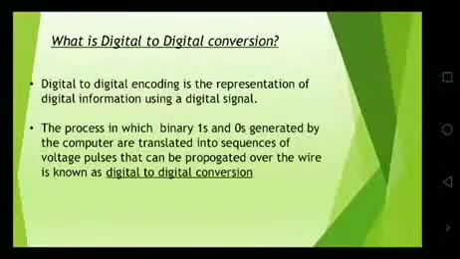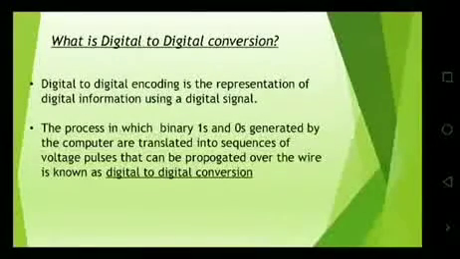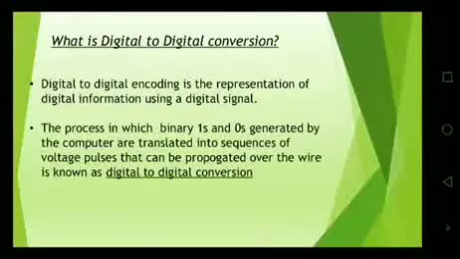The process in which binary ones and zeros generated by the computer are translated into a sequence of voltage pulses so that they can propagate through the wire is known as digital to digital conversion. Here binary ones and zeros are the digital data, and the voltage pulses are the digital signal, hence the name digital to digital conversion.